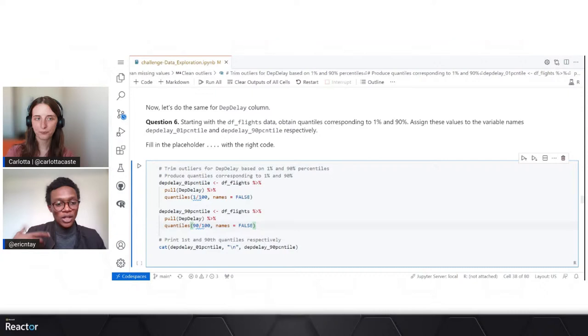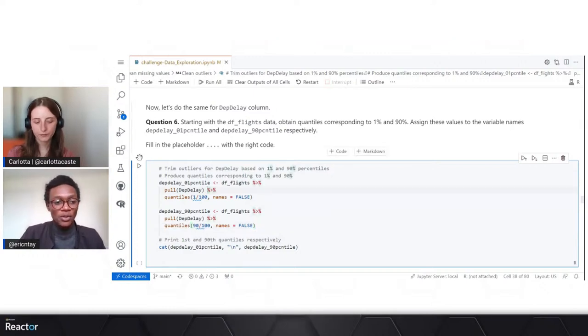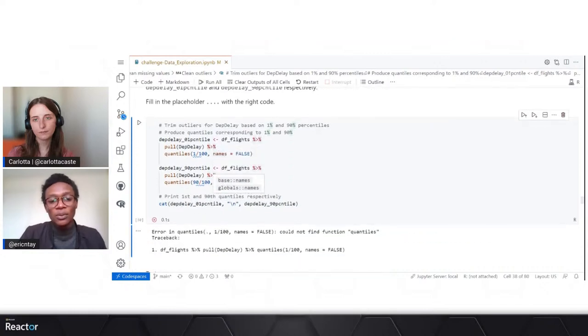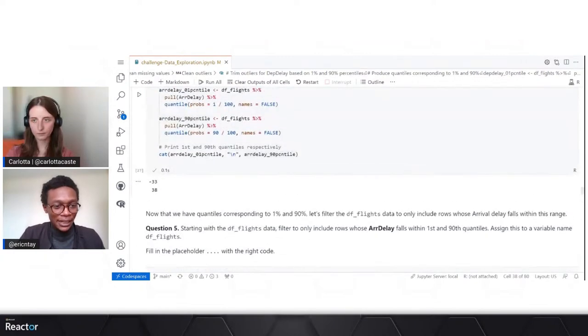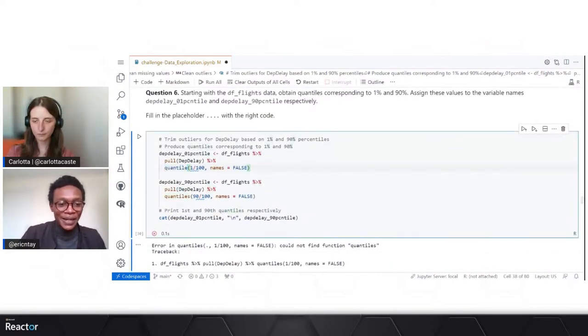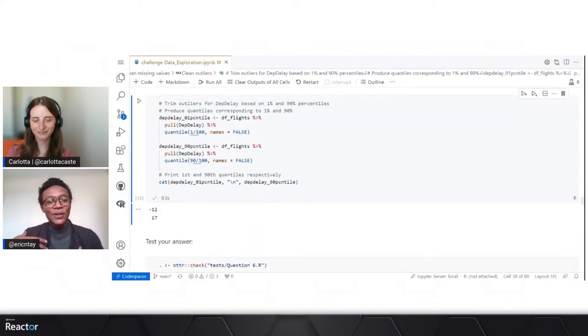Once you've done that, we can then print out these values nicely using the function called cat, separated by a new line. So let's run this. And we're getting the error, could not find function quantiles. I think the verb was quantile, not quantiles. Sorry about that. That's how easy it is to find errors in your data and correct them, because as you said, R is as intuitive as they come.